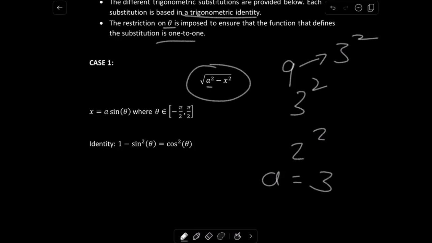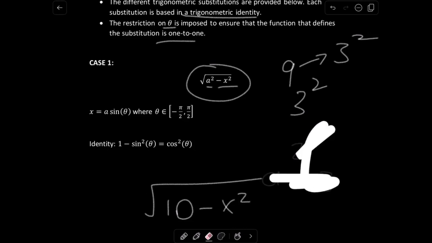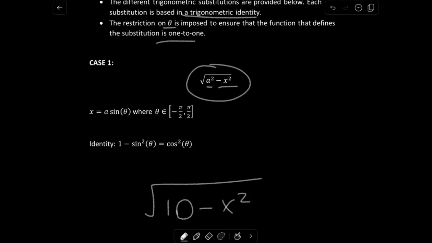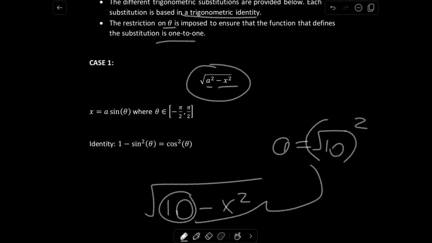What if I had 10 minus x squared? Well, now there's no perfect square. Okay, what are we going to do? Well, that's no problem. We just need to recognize that we can take a to be root 10 because root 10 squared is 10. Okay, so you don't need to have a perfect square, and you don't always need to have some number that is going to be squared. You just need to have a constant, and then you can obviously write it in that form, a squared.